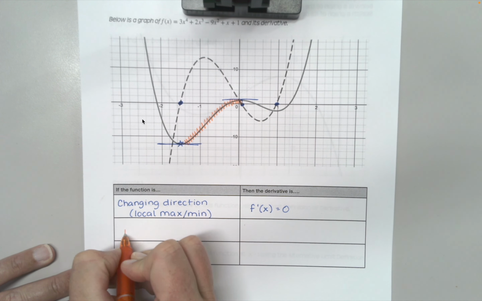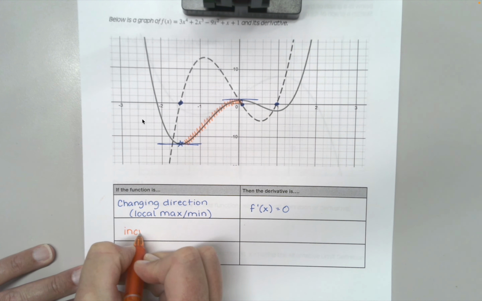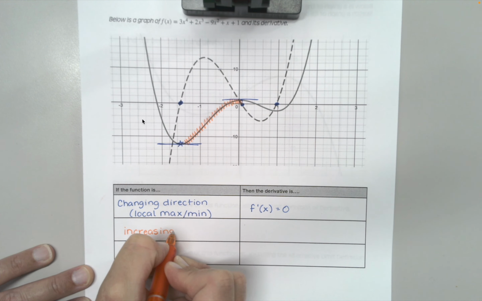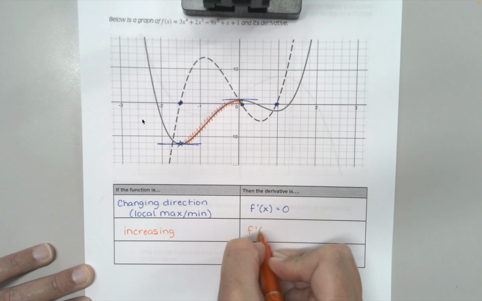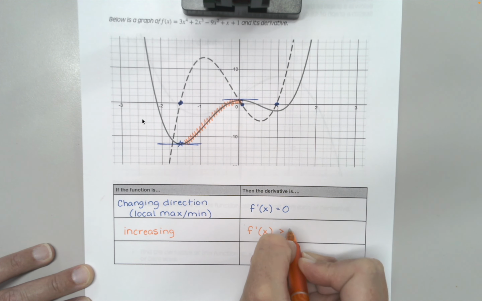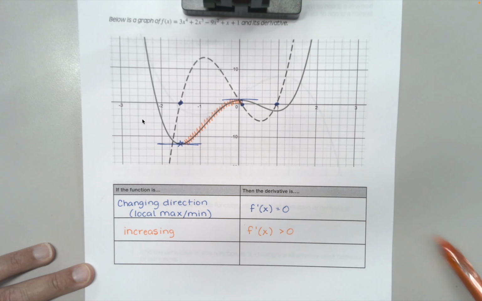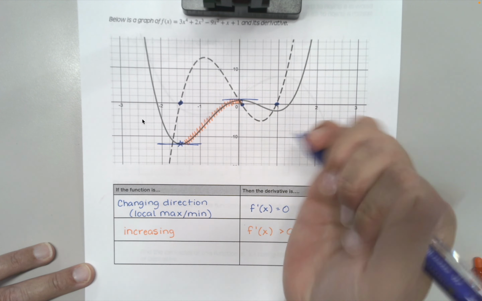So if the function is increasing, then your derivative has to be greater than 0, has to be positive. By the way, I missed this, but there's also a 0 here. I didn't draw this tangent line in, that's why I missed it.